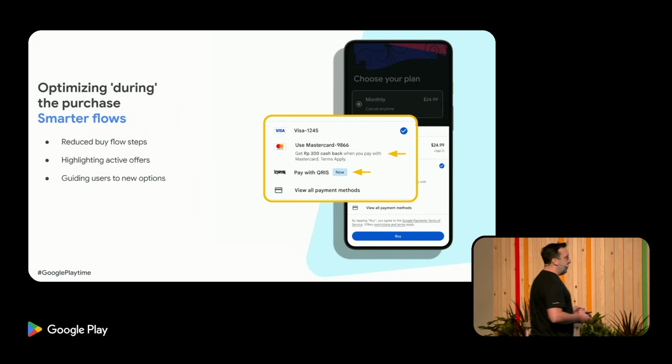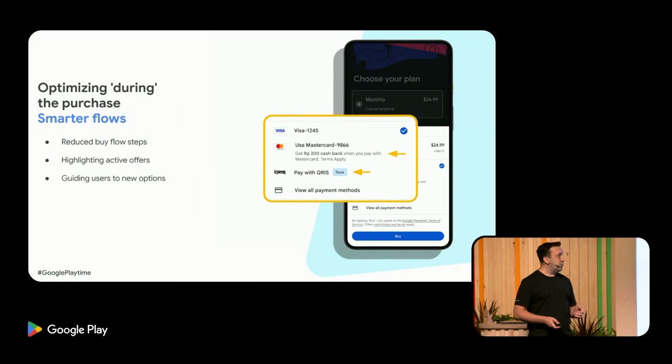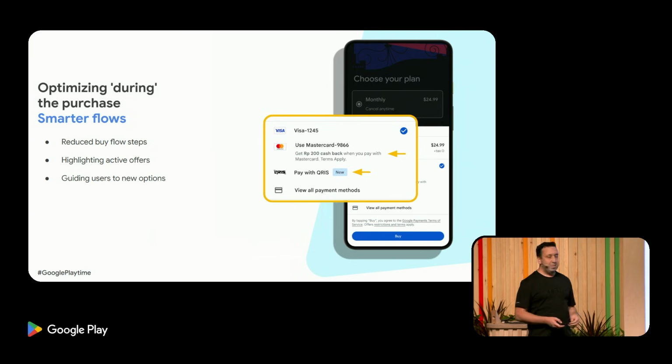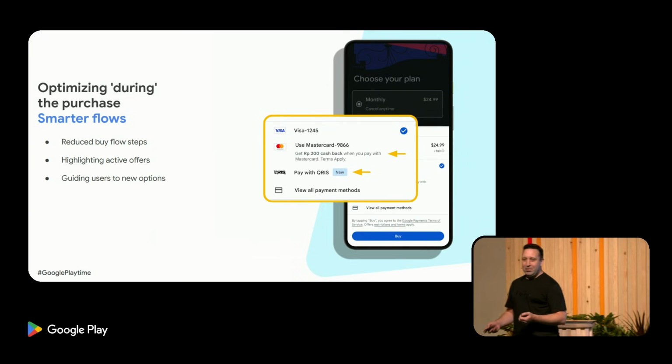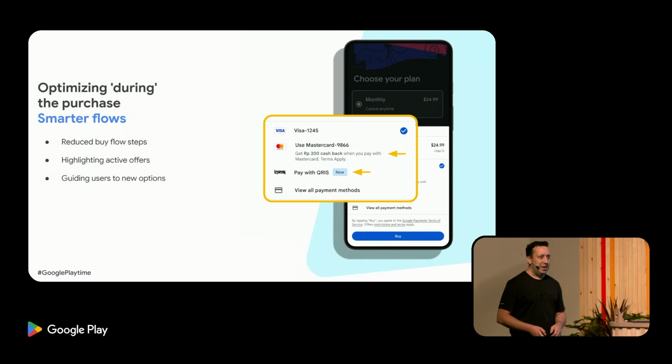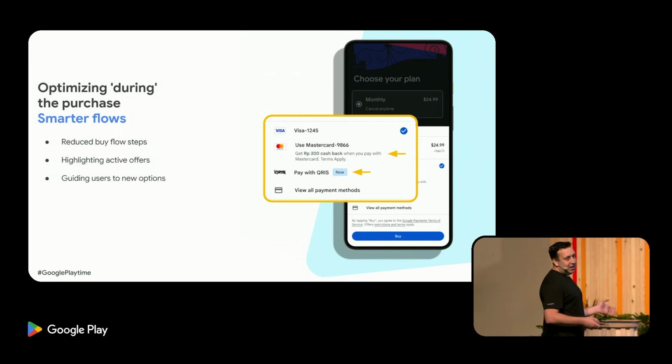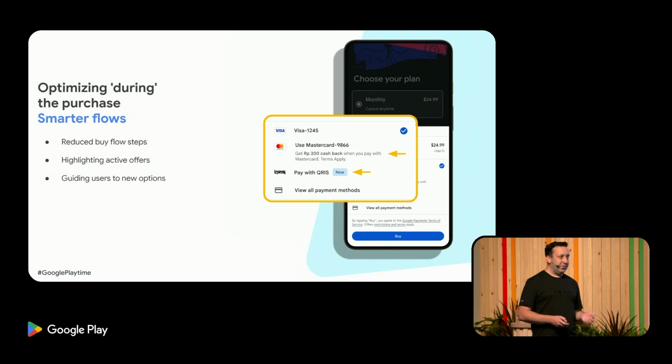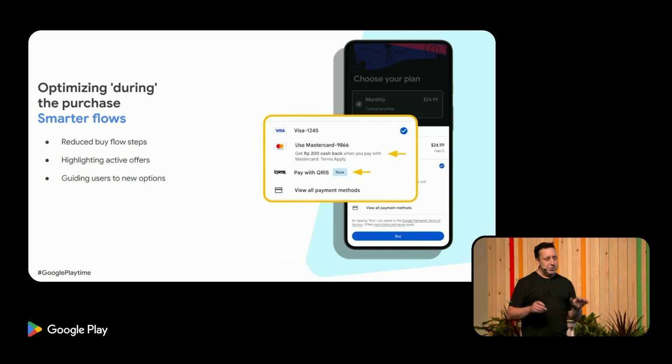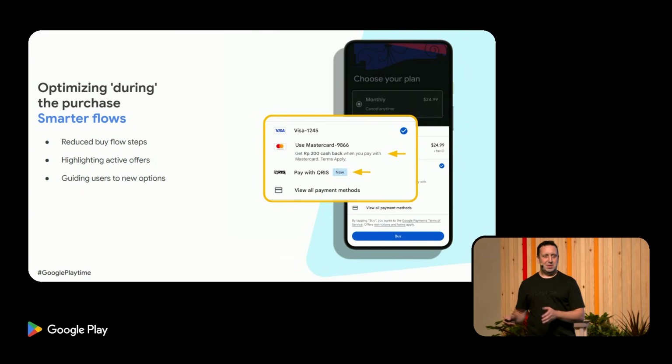We also thought about building out smarter flows. Maybe a user already has something on file, but there might be a better opportunity for them, an offer, a discount associated with a different form of payment, or perhaps a brand new FOP that came to market that they might have been waiting for. This all pops up directly into the buy flow, reducing friction and encouraging purchases.